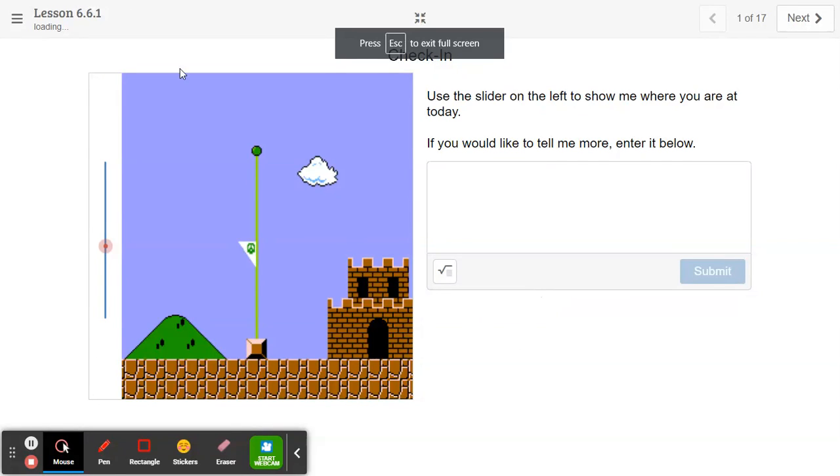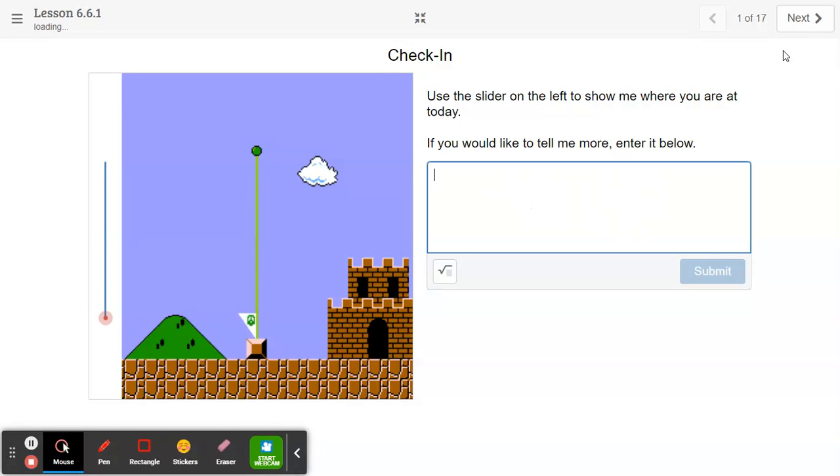Today we're going to be doing lesson 661, which is all about tape diagrams. First you can go ahead and do the check-in for today using the slider. Just let me know how you're feeling, and if you'd like to tell more about that, you can enter it in.